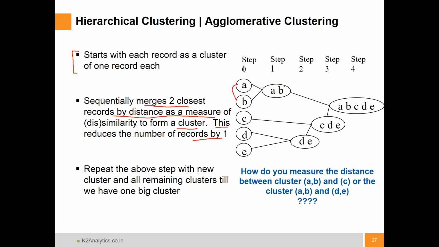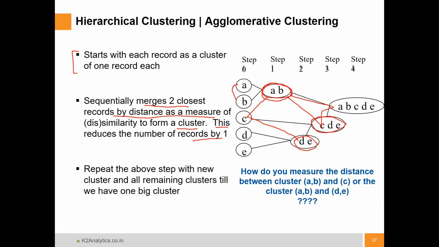So here, assume A and B are closest based on distance, and they get merged into one cluster. Sequentially keep doing this step and keep merging records which are closest to each other. In the next step, probably the D and E distance would have come closer. In the next step, probably the distance of C with respect to AB or C with respect to DE would have been computed, and C with DE would have come closest. That's why C got merged with DE, and finally these two clusters get merged together to form the total. Okay.